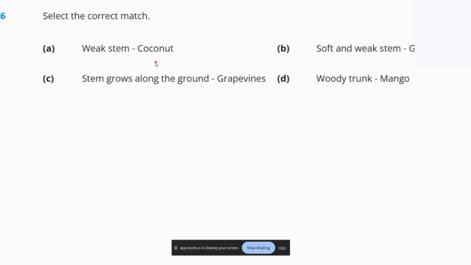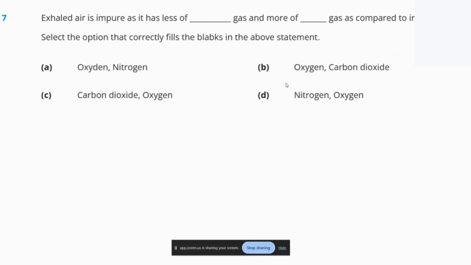Next, select the correct match. Now we have science questions moving ahead, from this question onwards. Weak stem, coconut. No, coconut doesn't have a weak stem. Soft and weak stem, gulmohar. No, this is also incorrect. Stem grows along the ground as grapevines. No, definitely not, because grapevines is a climber. So option number D is our right answer. Woody trunk is mango. So this is our correct match. Okay, option number D. Next.